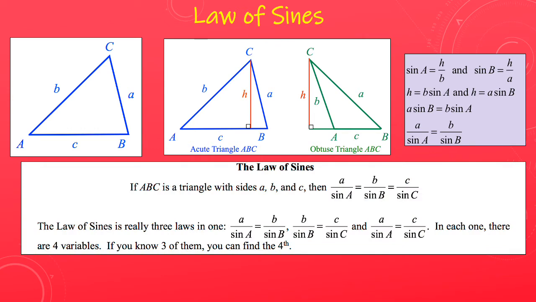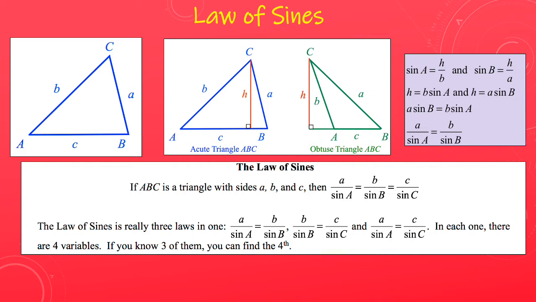The argument we just showed worked with angles A and B, but it can work with any two pairs of angles. So we now introduce the law of sines that says if triangle ABC is a triangle with sides a, b, and c, then little a over sine A is equal to little b over sine B, which is little c over sine C.